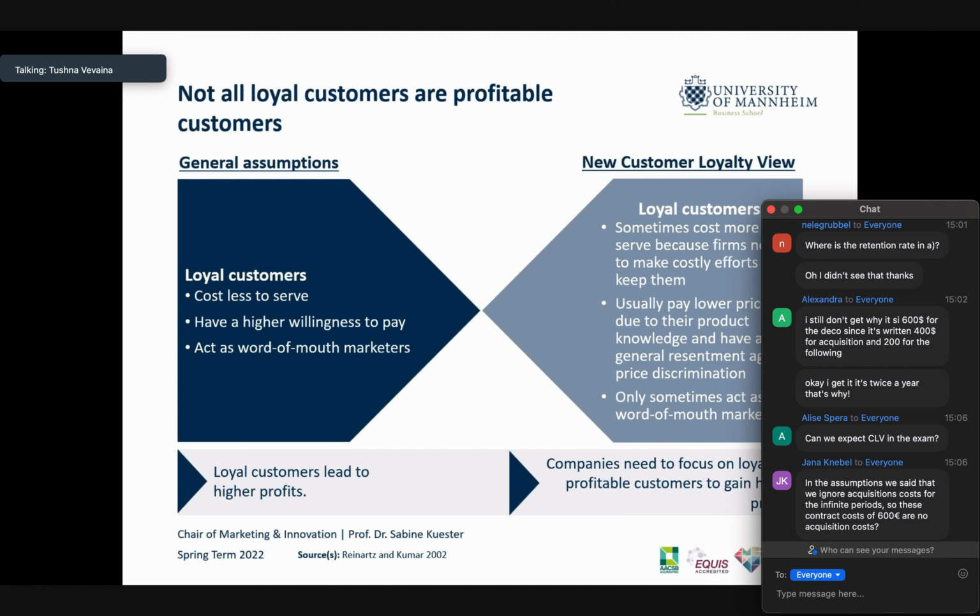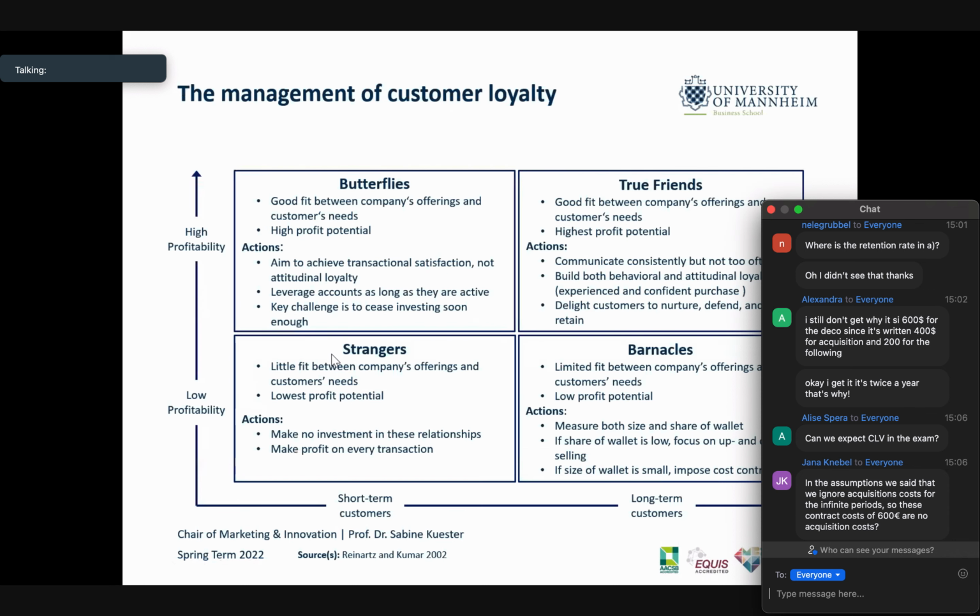So that's why ultimately customers now need to focus on not just loyal customers, but also ones that are profitable for them. And we use this matrix that's used for understanding customer loyalty, where on your y-axis you have profitability, and your x-axis you have how loyal or long-term customers versus short-term customers they are. In your first section, you see that, okay, with a low profitability and short-term customers, you have strangers where these guys don't really fit into your company.